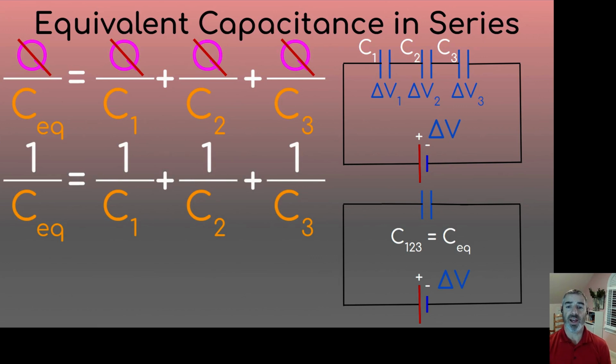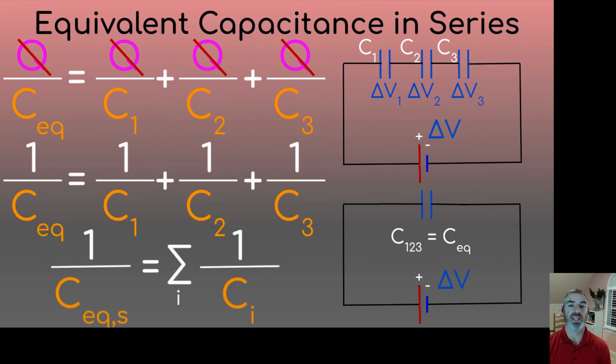Now we can simplify this and say that 1 over the equivalent capacitance is equal to the sum of the inverse of the individual capacitors, and that is the equivalent capacitance in series. That's why it's C EQ comma S. So to find the equivalent capacitance in series, you add up the inverse of each of them. Now remember, this isn't the equivalent capacitance, that's the inverse of the equivalent capacitance.